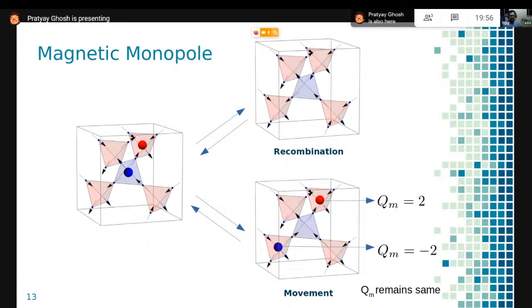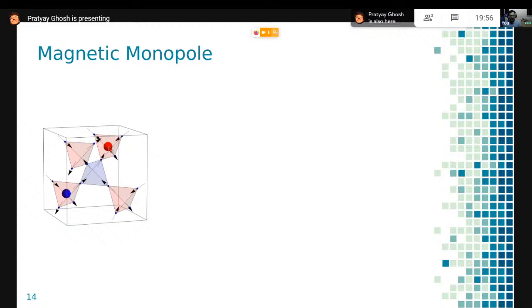And now, when we know that these things can be separated, the important question comes up: what is the interaction between them? You are always saying that these are monopoles, but now we need to see that these really behave as two magnetic emergent particles which have a certain interaction between them.